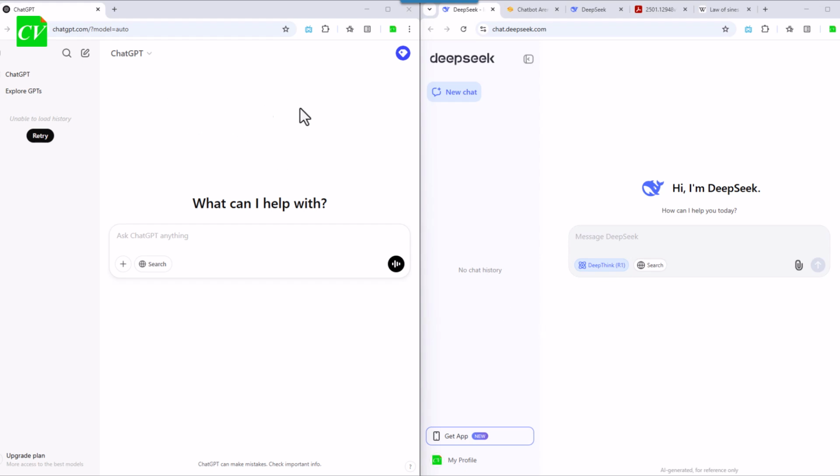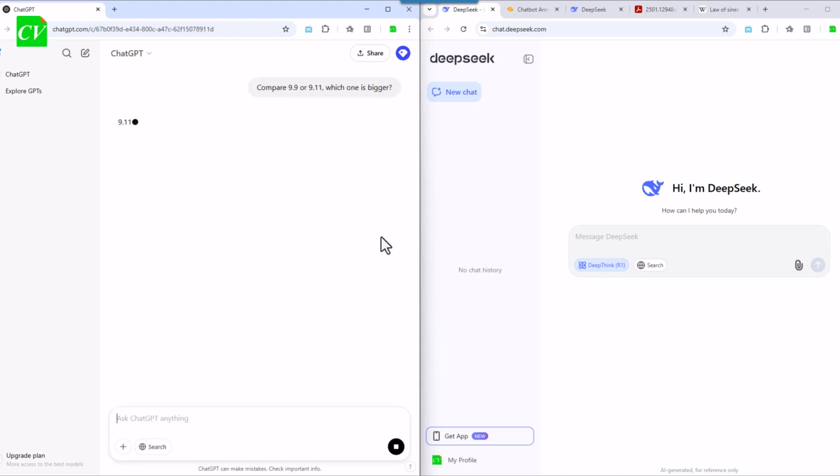First, I will put ChatGPT, the free version, side by side with DeepSeek. Let's take a look at the first question. Compare these two numbers, 9.9 and 9.11. Which one is bigger? Well, it says 9.11 is bigger than 9.9. Now, obviously, this is incorrect.